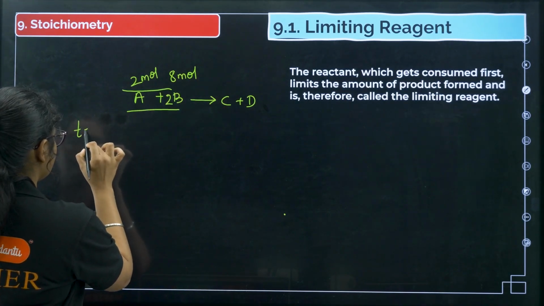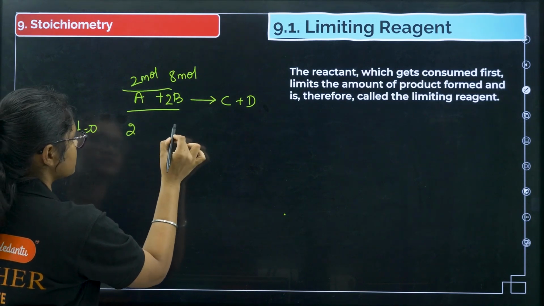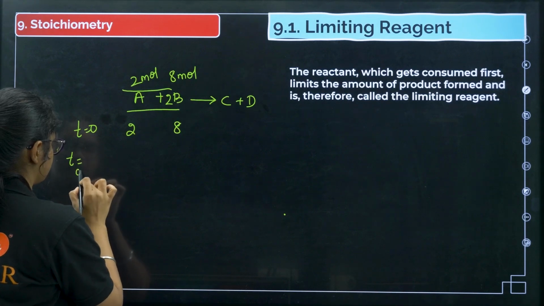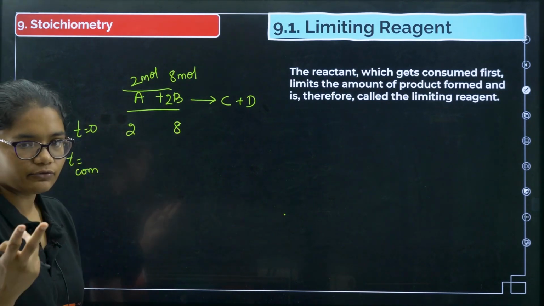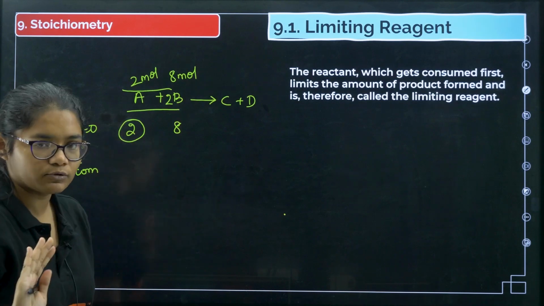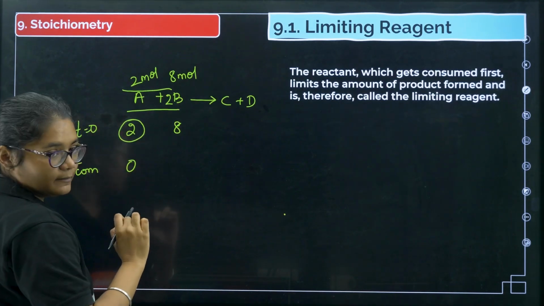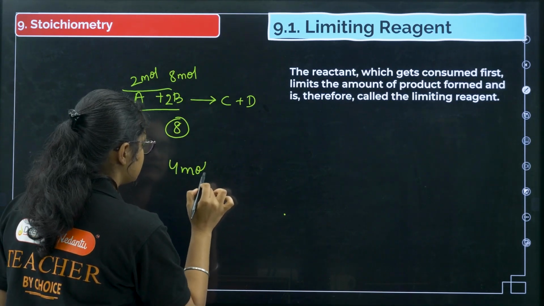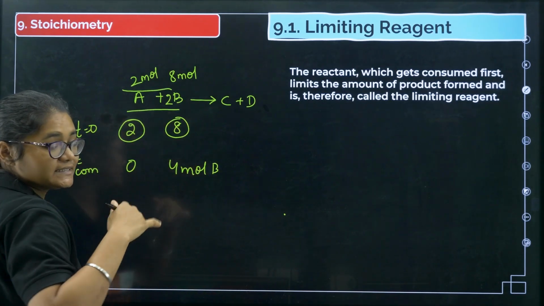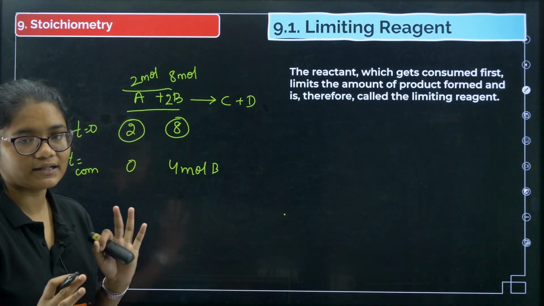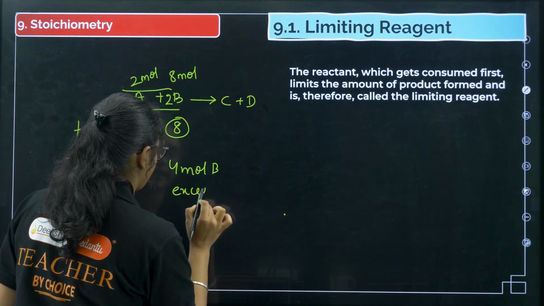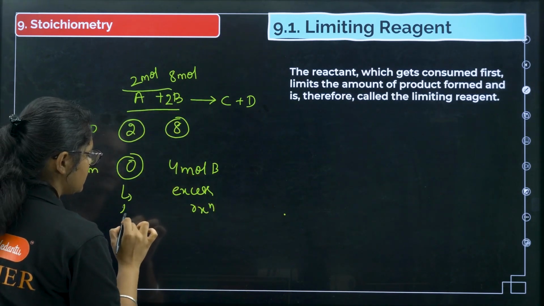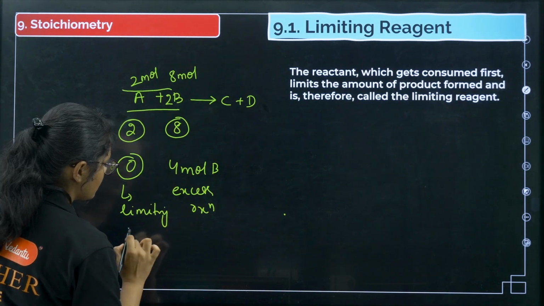So initially, when you started the reaction, you had 2 moles of A and 8 moles of B. Now the reaction is completed, I can say after completion. So 1 mole of A is reacting with 2 moles, then 2 moles of A would have reacted with 4 moles of B. So all the A would have been completed, but from B only 4 moles have been used. What is left? Still 4 moles of B is left, right? So this reactant which is left in excess, or which is not completed in the reaction, is called the excess reactant. And the one which is consumed completely in the reaction is called the limiting reactant or limiting reagent.